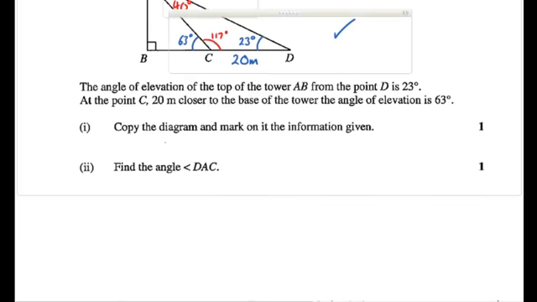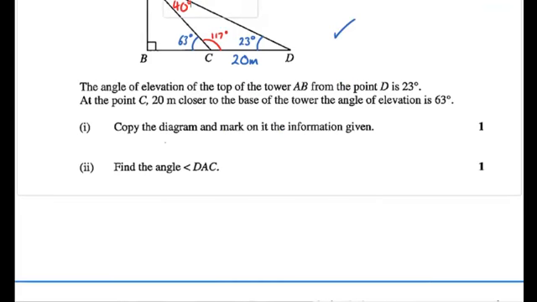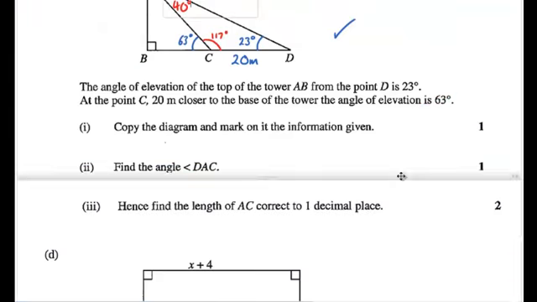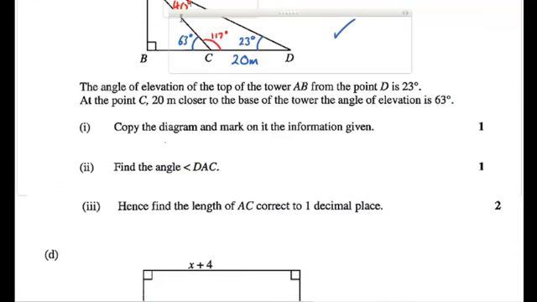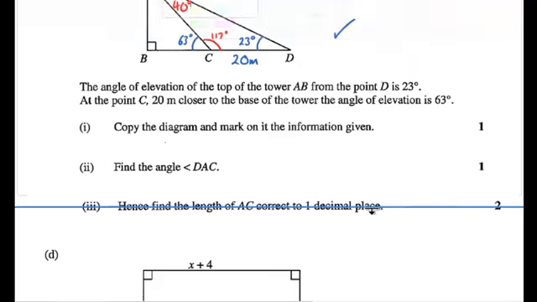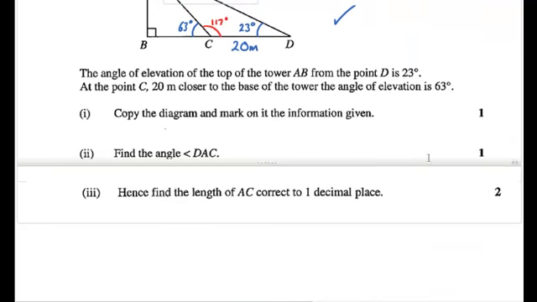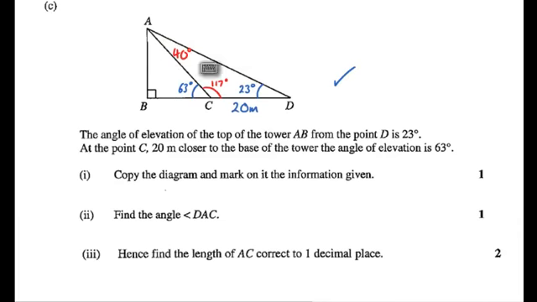Part 3, let's just move this up. Hence find the length of AC correct to 1 decimal place. So the length of AC, so we're talking about this length here, and this time I'll call it X.